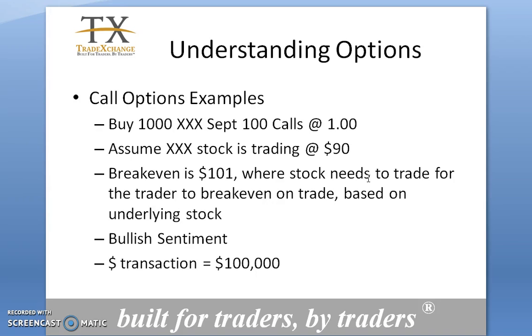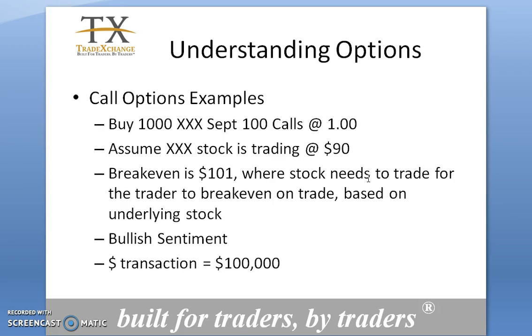So let's take a look at some examples. Let's say we're purchasing 1,000 contracts of any stock XXX. Well, obviously it's not a symbol, but for our purposes, September 100 calls at $1. So what does this mean? If in a particular situation XXX stock is trading at $90, the break even would be $101, where the stock needs to trade for the trader to break even on the trade based on the underlying stock.